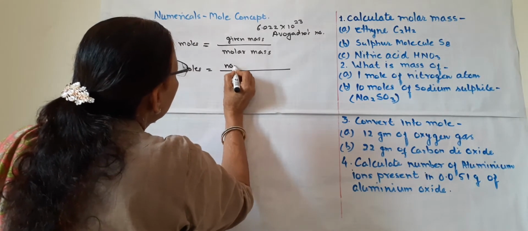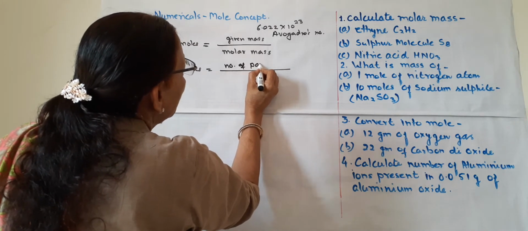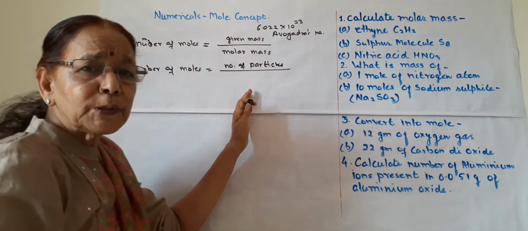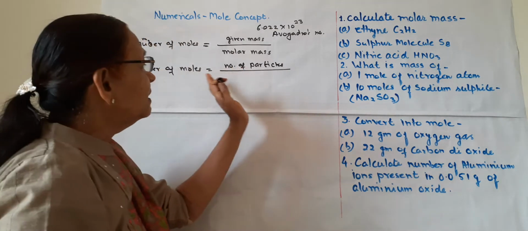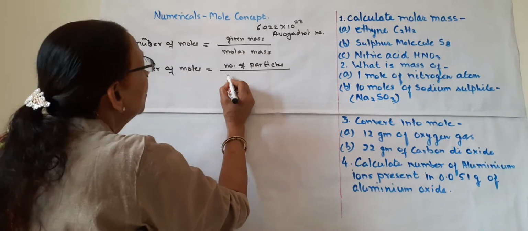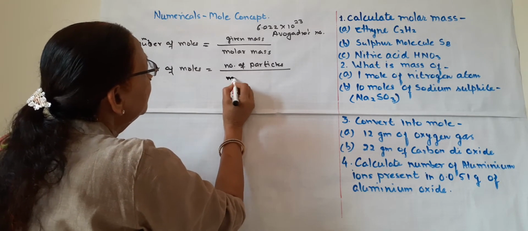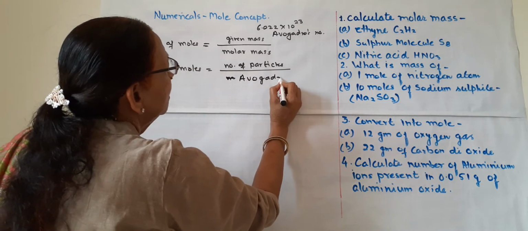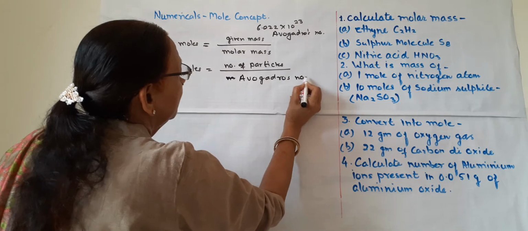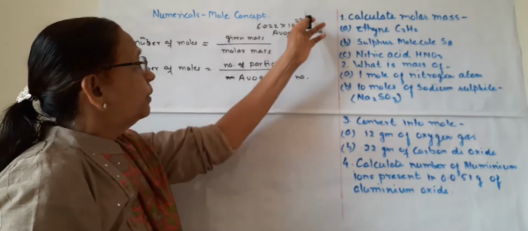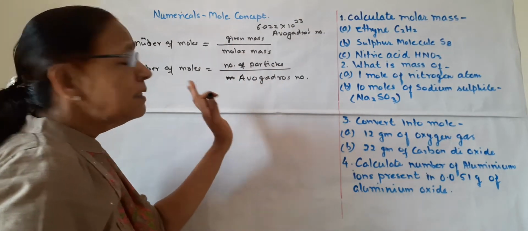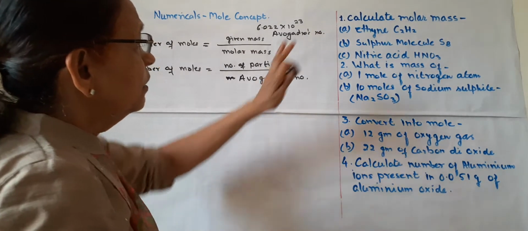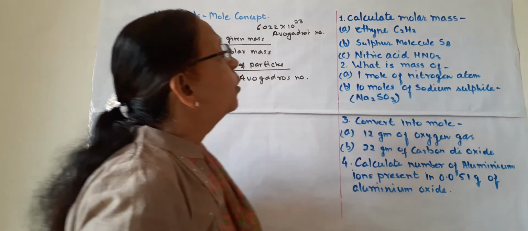Here number of particles. These particles may be atoms, molecules or ions. Any particles, those numbers which is given or to be calculated, divided by Avogadro's number, which is 6.022 into 10 raised to power 23. By these two formulae, we can calculate each and every numerical. So first calculate molar mass.